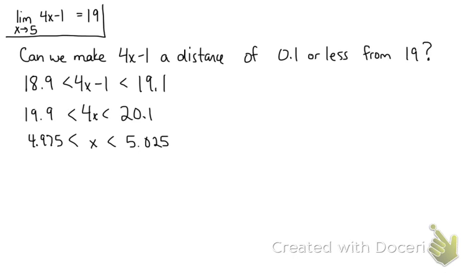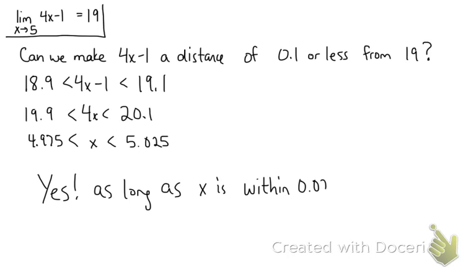So the answer to can we make this distance 0.1 or less is yes, we sure can, as long as we pick x to be within 0.025 units away from 5, right? That last string of inequalities says x is less than 5.025, which is 5 plus 0.025, and it's bigger than 4.975, which is 5 minus 0.025. Here's another way to do the same algebraic stuff.